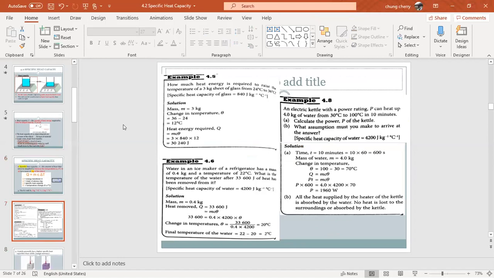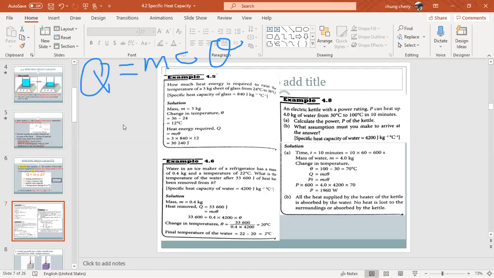So the next slide will be an example using the formula Q equals m c theta to solve the problem. Here, c is the specific heat capacity, Q is the heat energy, m is the mass, and theta is the change in temperature. So we look at example 4.5.